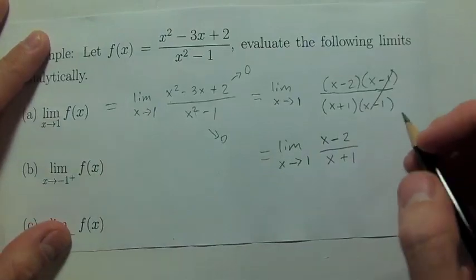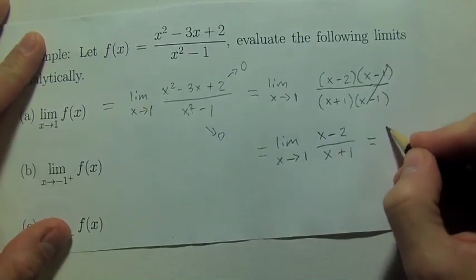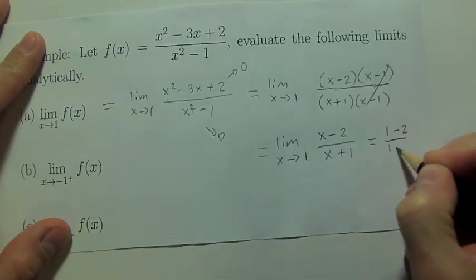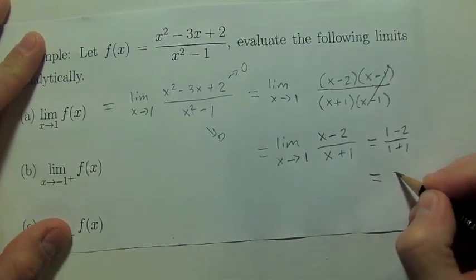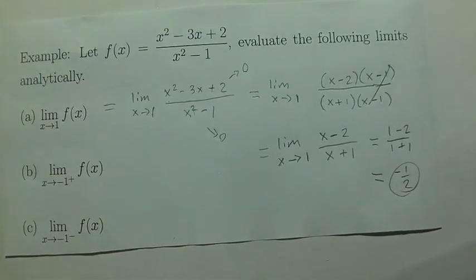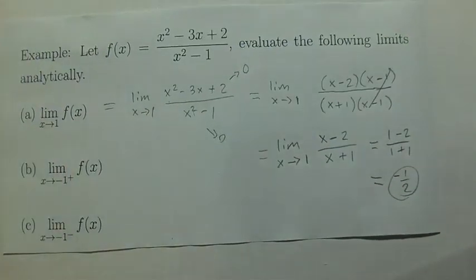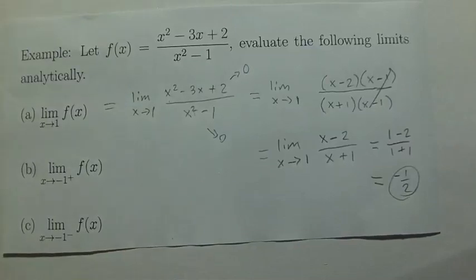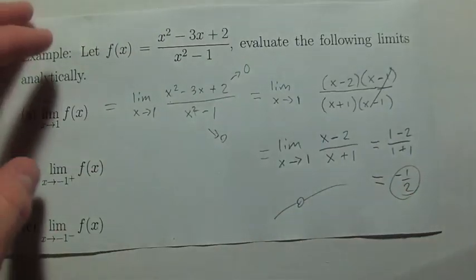Now we can just plug in 1, right? Because we won't get division by 0 anymore, so that would be 1 minus 2 over 1 plus 1, just to get it explicitly. So we get negative 1/2. So this is a place where f is undefined, but its limit exists. Okay, that's basically meaning that we're going to have a hole there.